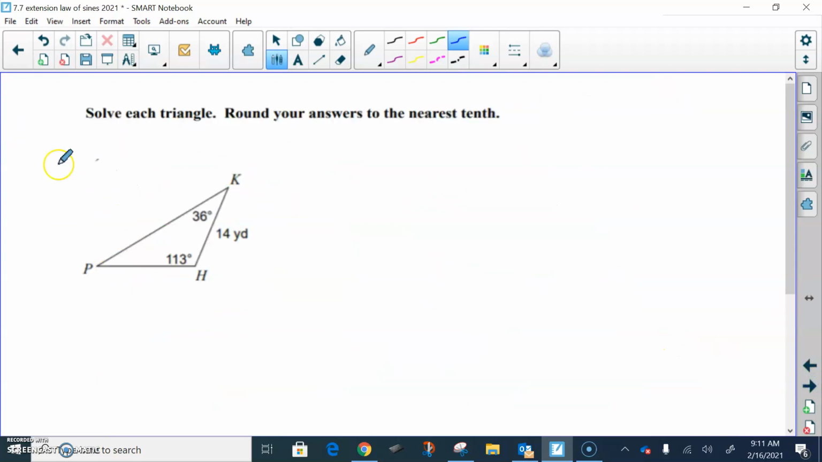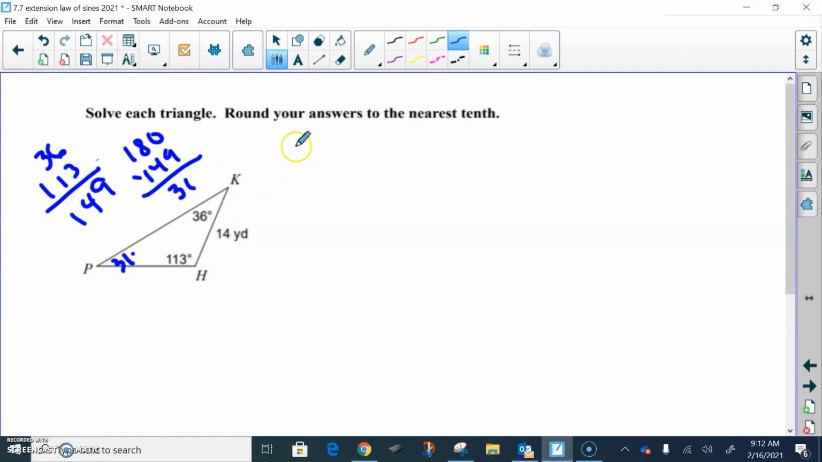Now we have enough information to do what's called solving the triangle. We can find all the missing pieces as long as we're given two angles and a side or two sides and an angle. Okay, so we're going to start with law of sines. Let's see what we have. We need this angle, so we're going to take 36 plus 113. We're going to take 180 minus 149. So it looks like our missing angle is 31 degrees, if I did my math. All right, so we're missing two sides and one angle. We found our missing angle. So now we just have to find our missing sides.